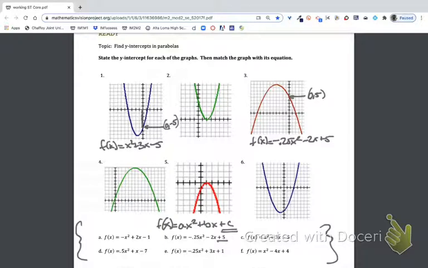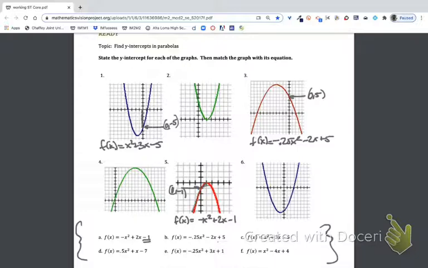For number 5, again, identify that y-intercept. This time it's at (0, -1). So I need to look and see which one has a c value of -1, and it is equation A. So we would have f of x equals -x squared plus 2x minus 1.